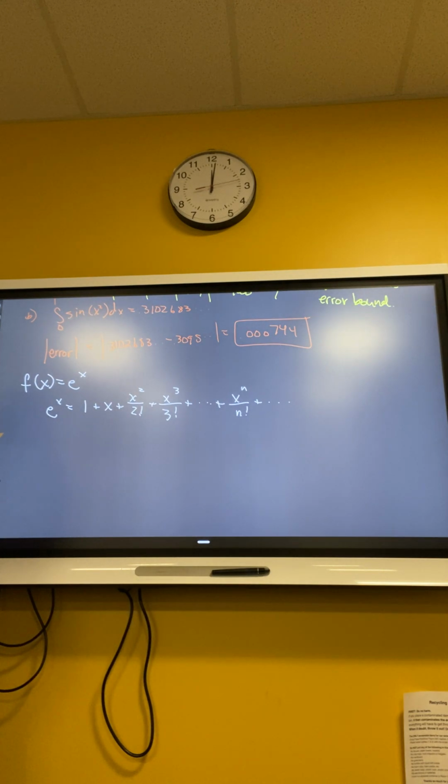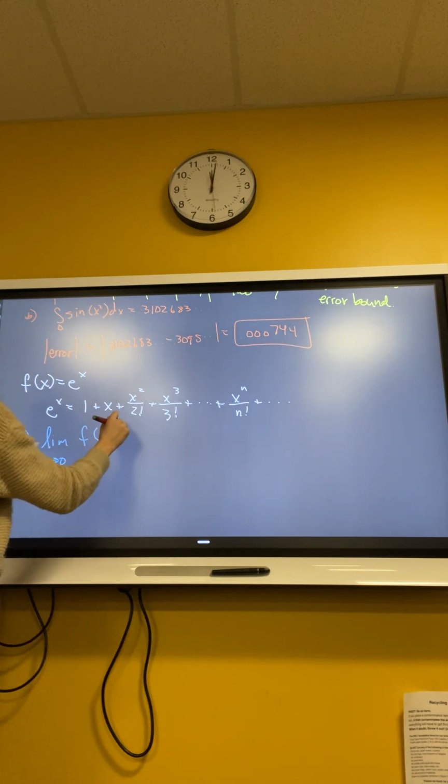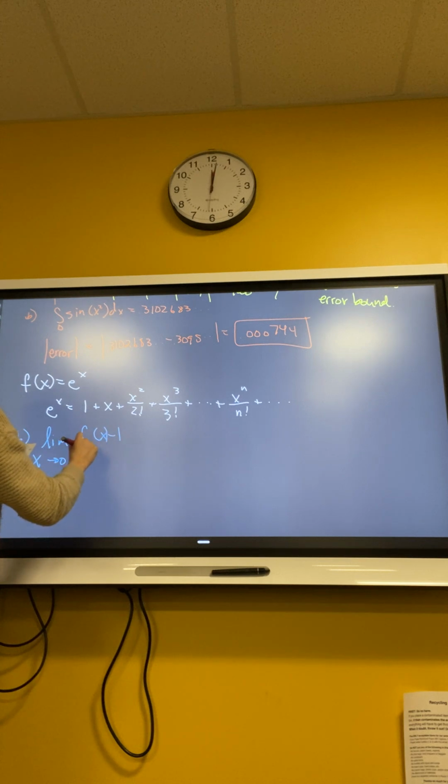All right. Use your answer to find the limit as x approaches 0 of f of x minus 1 over 2x. Okay, so f of x is e to the x. We're trying to find the limit as x approaches 0 of f of x minus 1 over 2x.